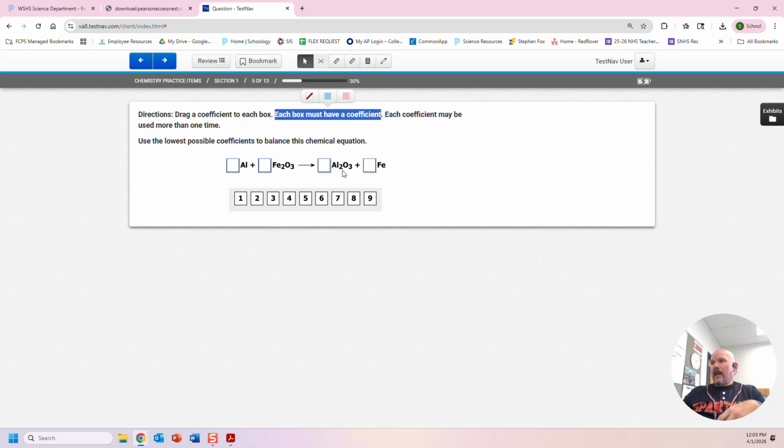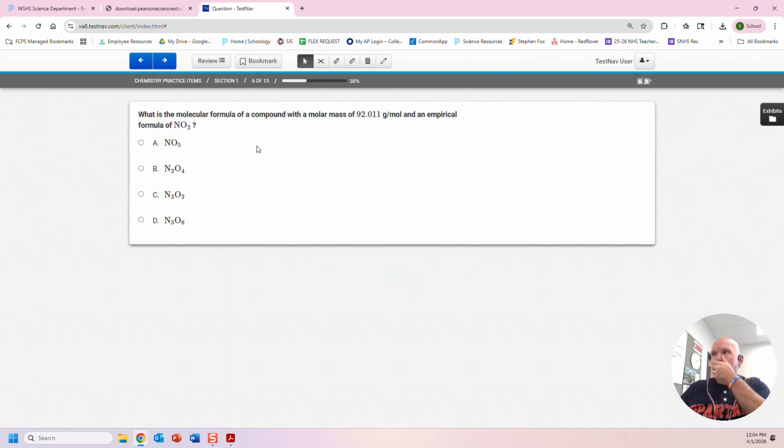We got 1 aluminum, but I got 2 aluminum, so I'll put a 2 here. That balances the aluminum. Over here, I got 2 irons, but over here, I only got 1 iron, so I got to put a 2 here to balance the iron. So the iron and the aluminum is balanced. Now I have 3 oxygens on this side. I got 3 oxygens on this side, so everything's balanced now. So I just got to put a 1 there and a 1 there, and I'm good to go. All right, let's go to the next one.